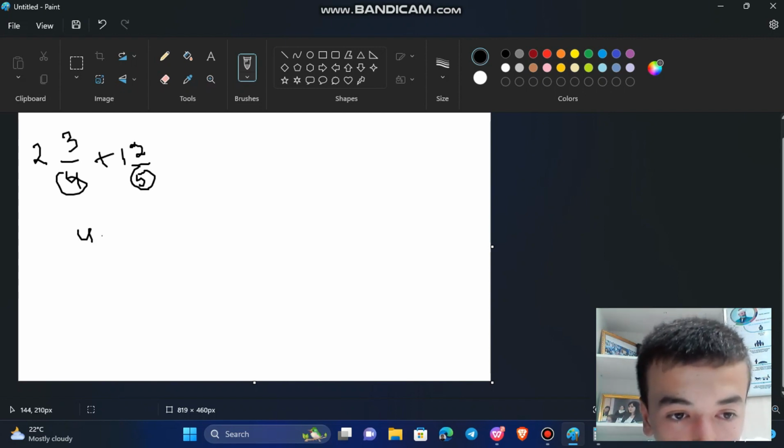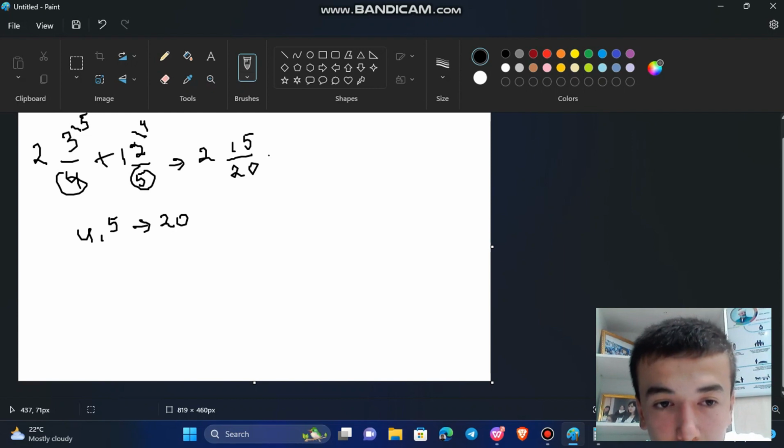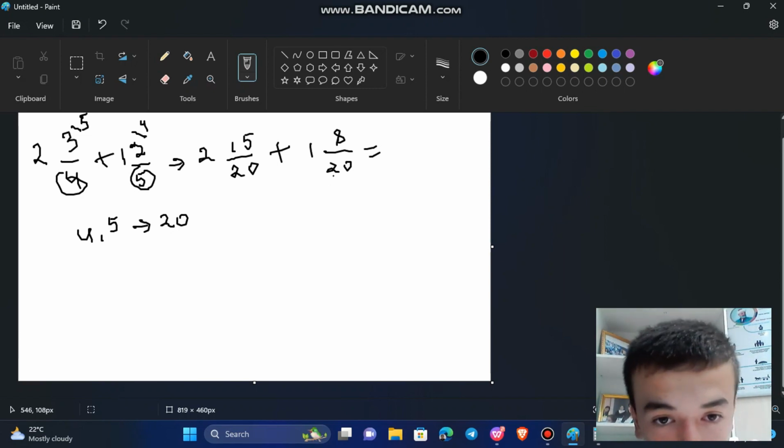Firstly, we need to find lowest common multiple of 4 and 5, which is equal to 20. So now to get 20, you need to multiply this fraction by 5, because 5 times 4 is equal to 20, and to get 20 we need to multiply this fraction by 4. So 2 15, 5 multiplied by 3 is equal to 15/20 plus 1. 4 times 2 is equal to 8/20. So then now we will find the solution.